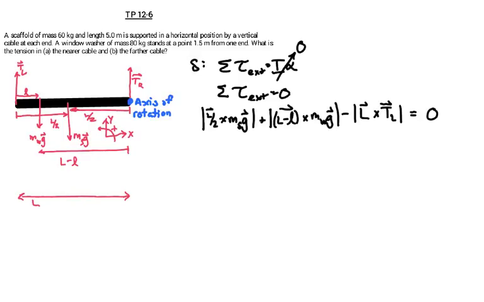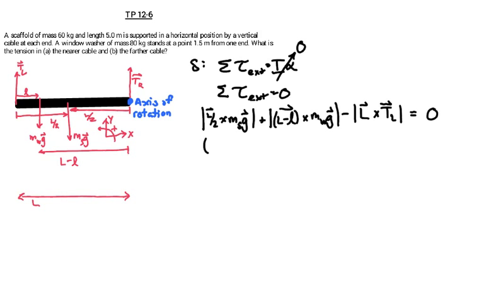And those are both positive because they both want to spin the scaffold at our axis of rotation counterclockwise, whereas our tension in the left cable at a distance L from the axis of rotation wants to spin our scaffold clockwise. So I have a minus sign in front of that torque. Alright, now we have the magnitude of each of our torques listed on here with the appropriate signage, and we can now convert that to magnitude and angle.